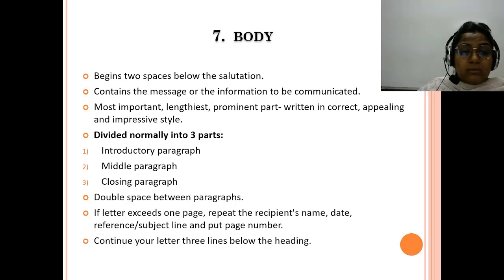Use a double space between paragraphs. If the letter exceeds one page, repeat the recipient's name, date, reference, and subject line, and put page numbers. Continue your letter three lines below the heading.